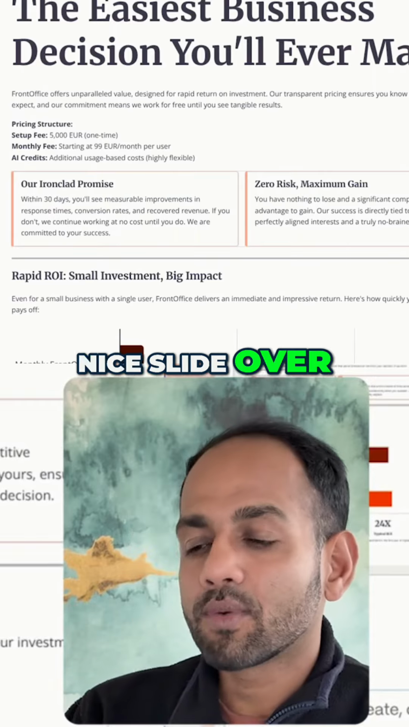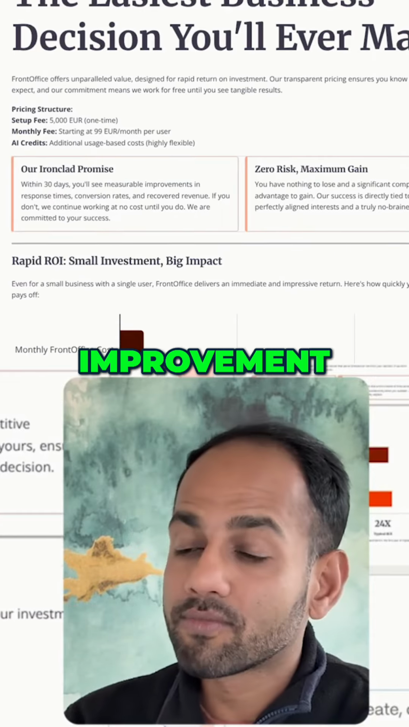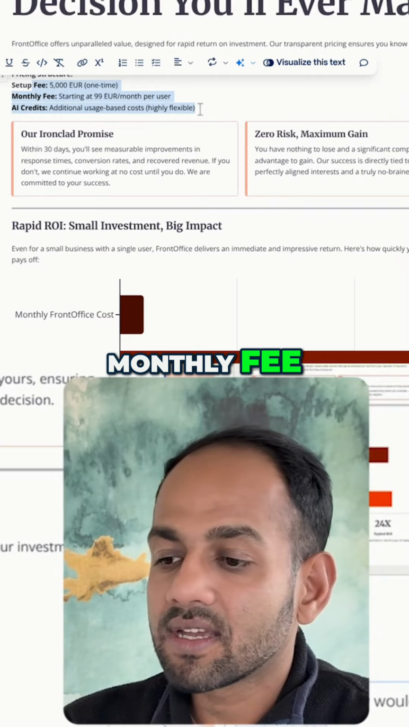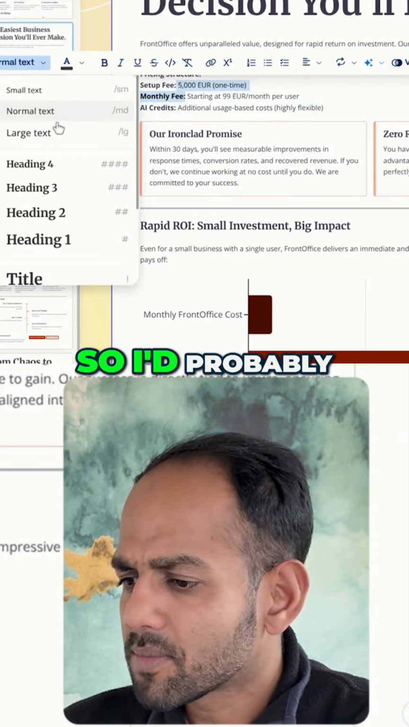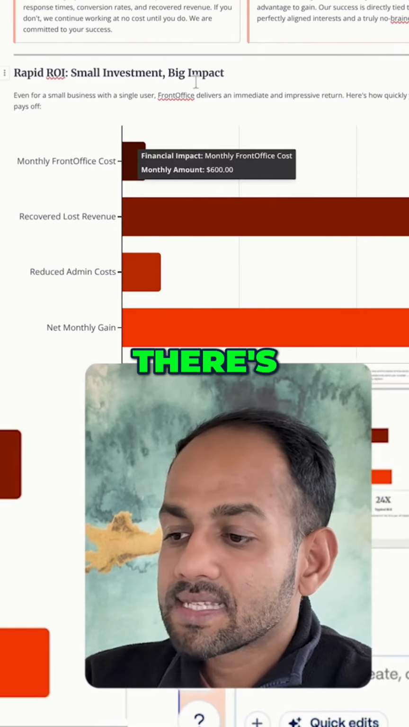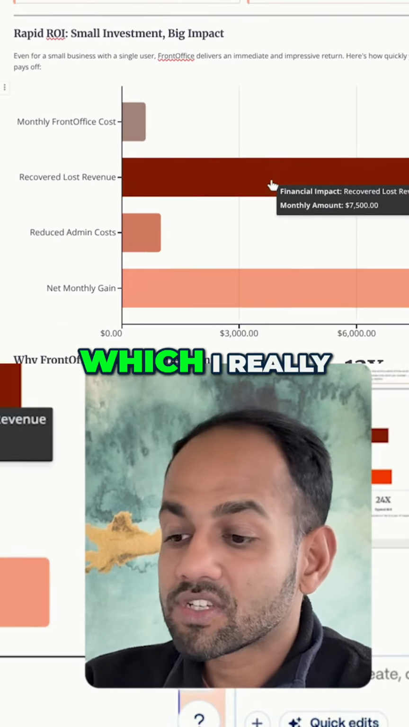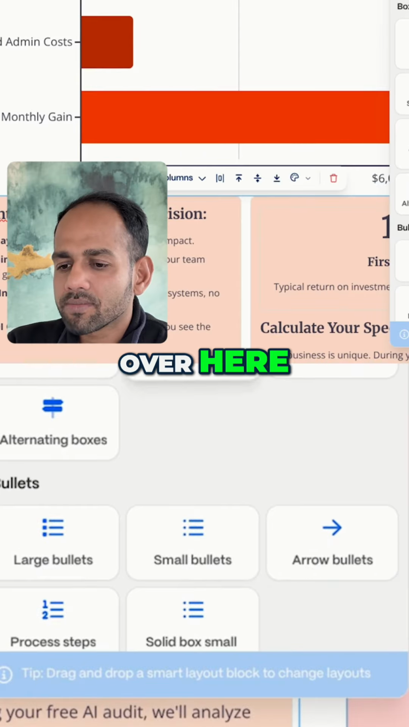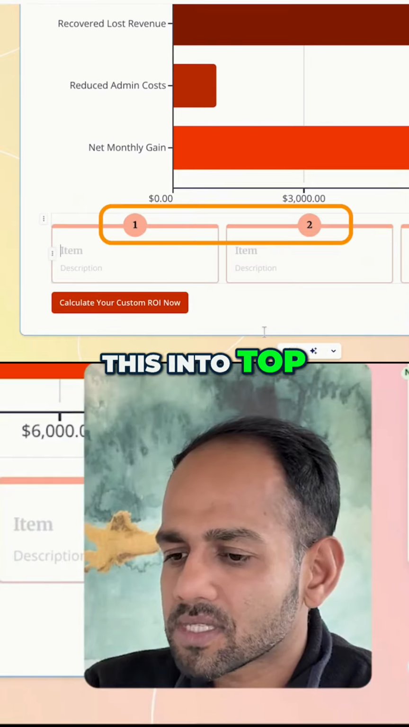Gamma's done a pretty nice slide over here, but I would still say there's room for improvement because there's lots going on. Over here, you see that the setup fee and the monthly fee are clear, but I'd probably make this bigger. So I'd probably move this into like heading 3 or something and make this more visual. And then there's a rapid ROI small investment, which I really like because it's clear to me what the gain is. They have something called smart layouts over here. And here you can see I can make this into top circle boxes.